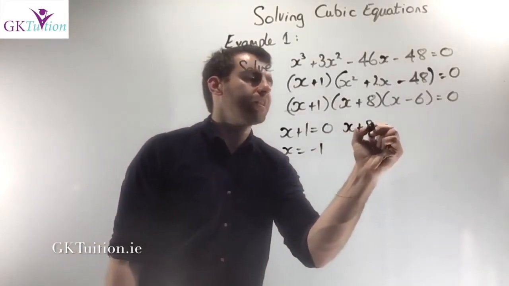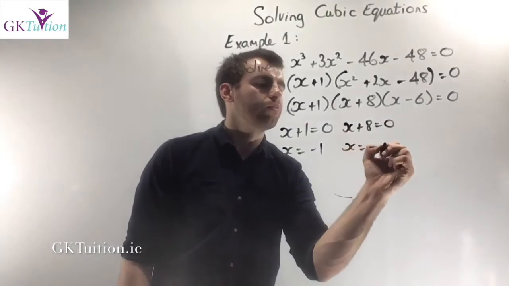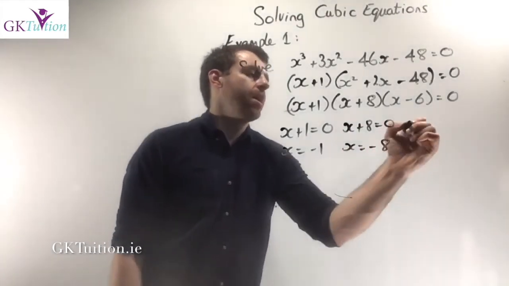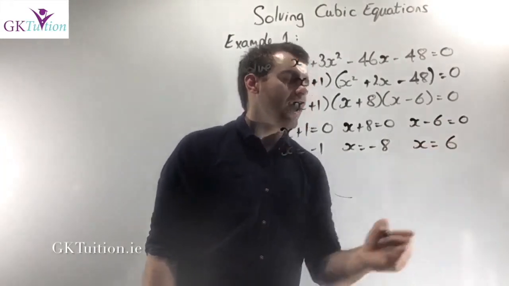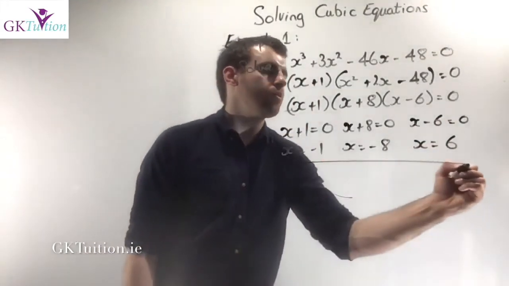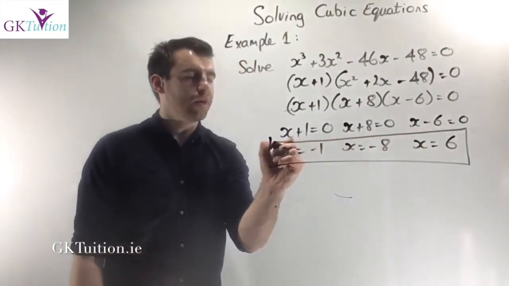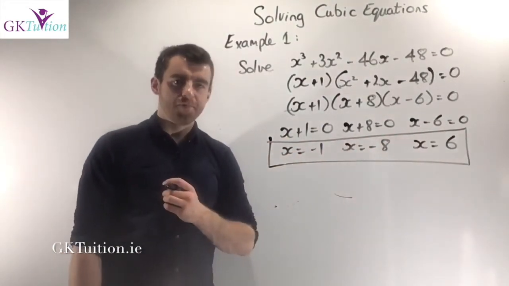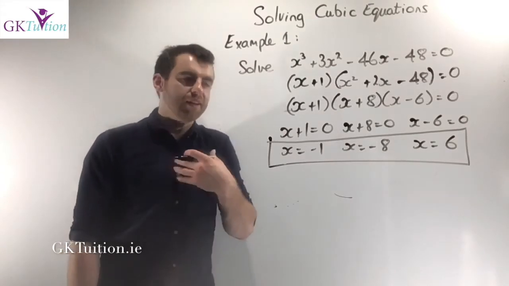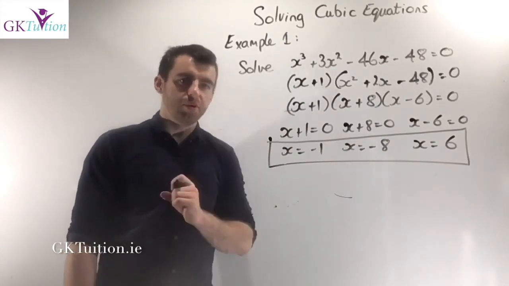I can say that x plus 8 equals 0, which means another root is x equals minus 8. And I can say that x minus 6 equals 0, which tells me another root is x equals plus 6. So the 3 roots of this cubic are x equals minus 1, x equals minus 8, and x equals 6.